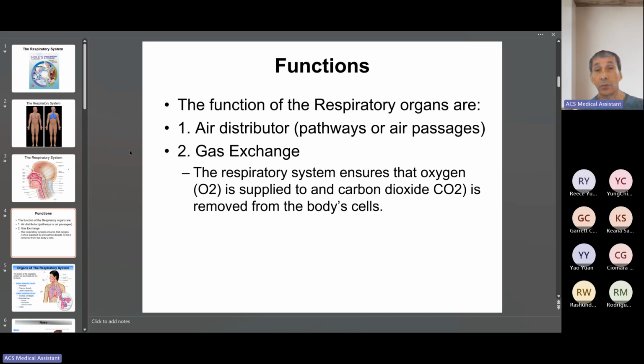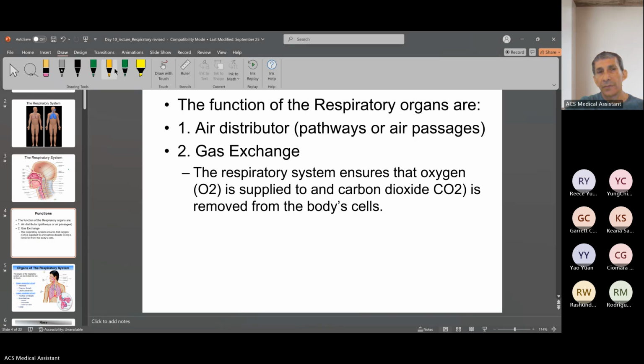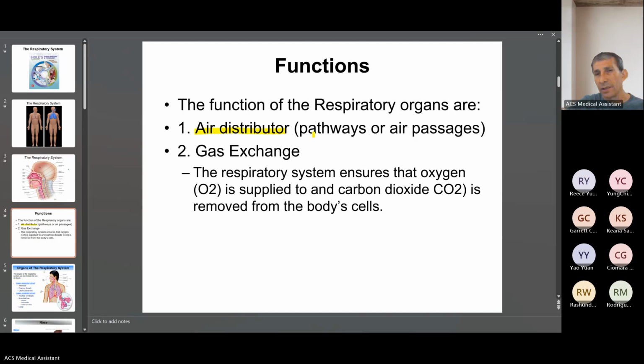The oxygen is within the air, so we breathe air. So it is called an air distributor. It takes air from the atmosphere and passes it through all these pathways, or air passages, until it reaches the place where you're going to do gas exchange.